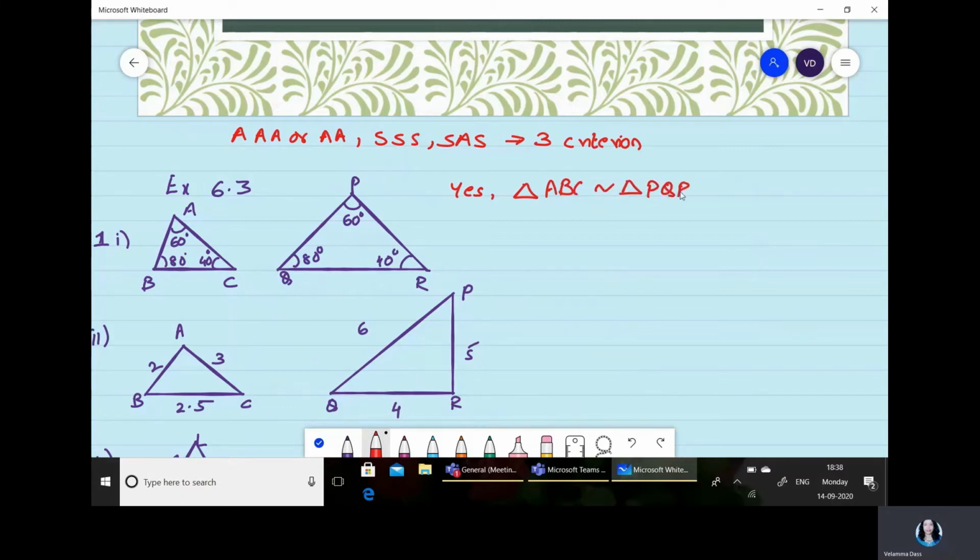While writing the criterion, please ensure that the correspondence is written very clearly. Angle A corresponds to P, B with Q, C with R. And then you write the criterion, either AA or AAA criterion.